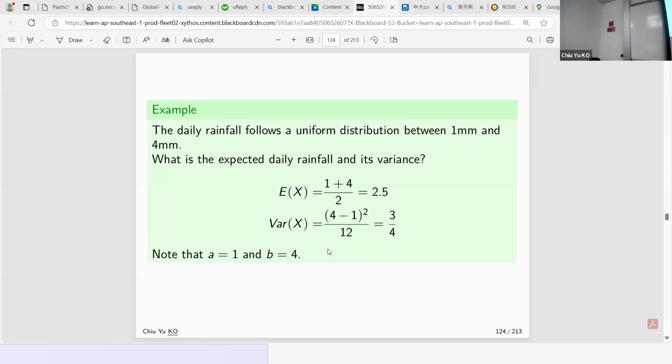See? It's not complicated, right? That's what we need. I tell you it's uniform, you just apply the formula, and that's it. And I tell you so much stuff because I want you to try to understand, right? And it's not easy to understand. It takes time to understand what's going on behind.